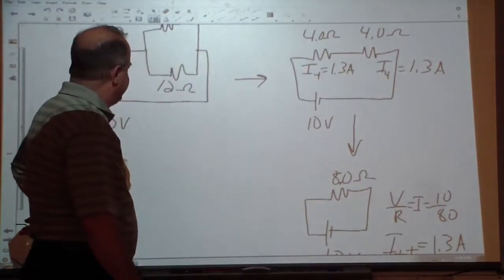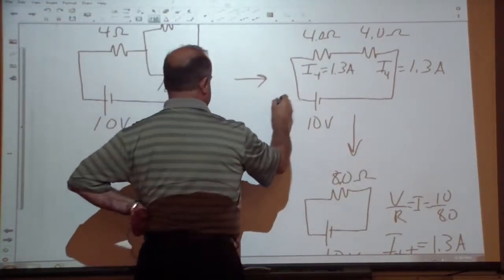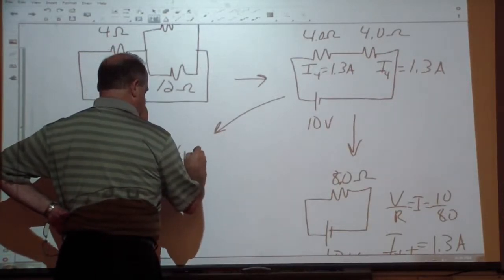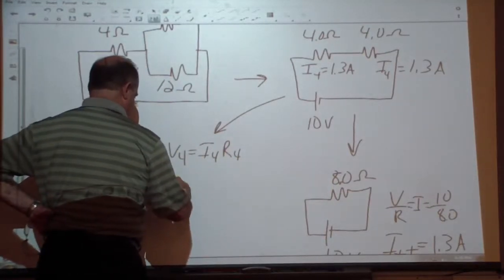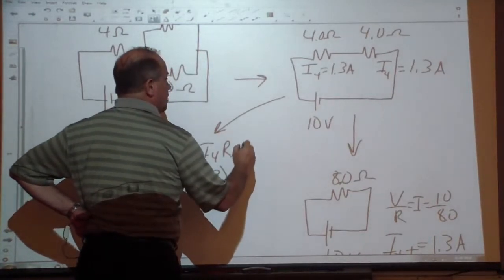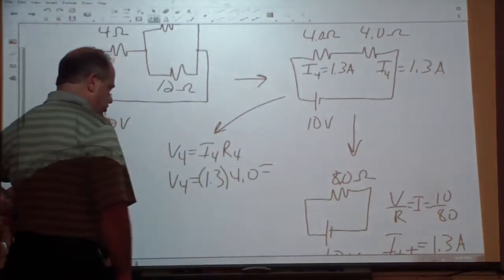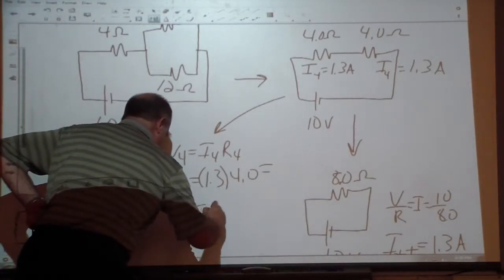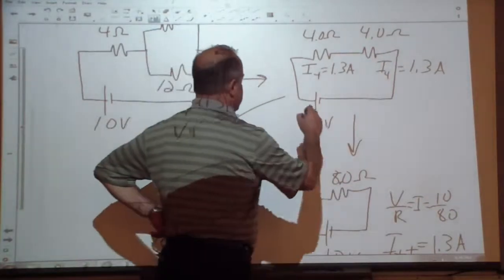Like I said, I wish I had room to go right across, but I don't. Let's do this. So I need V4 then, right? I'm going to do this and then erase it. So therefore V4 equals 1.3 amps times 4 ohms. And what is 4 times 1.3? It's going to be 5.2, right? V4, 5.2 volts. Okay, and I'm going to put that up here. V4.